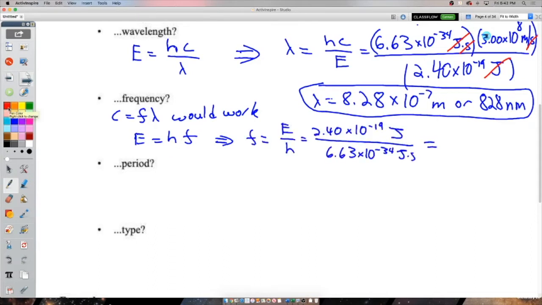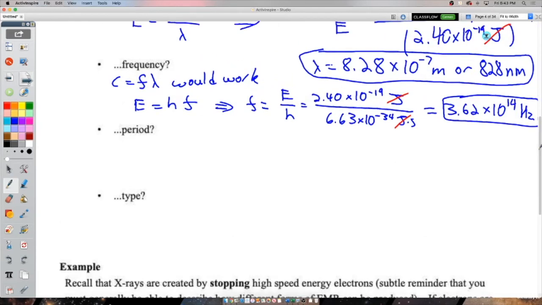So just solving and plugging in, and then joules cancel, joules cancel. I have 1 over seconds, which is a hertz, the unit of frequency. Feeling good. All right, what's its period?